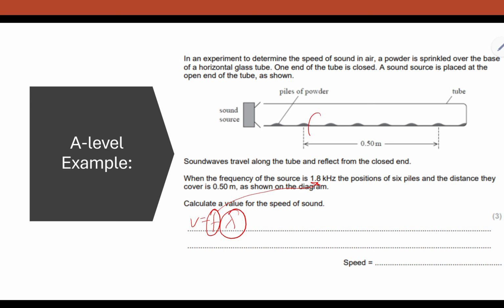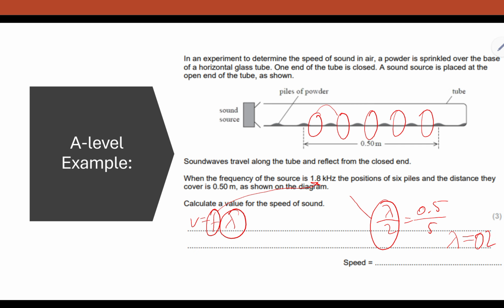So we can see that there is 1, 2, 3, 4, 5 gaps. And so lambda over 2 equals this total distance, which is 0.5, divided by how many gaps there are, which is 5. And it is lambda over 2 as there is destructive interference, which we will go over in a future video. And 2 of these gaps equal one whole wavelength. So overall, when we rearrange everything and solve it, we can see that lambda will equal 0.2 meters. And so now we just need to find the speed of sound, the wave speed.